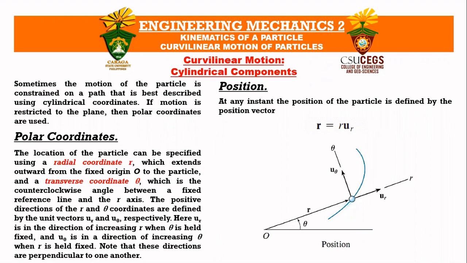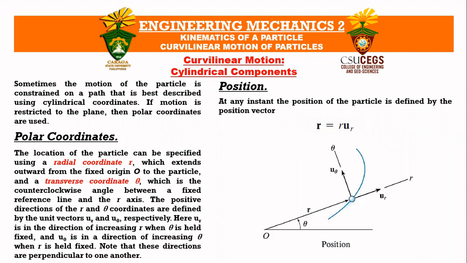So the difference from what we discussed last time about normal and tangential components: for the normal and tangential components, if the path is given, it's better that you solve a problem by describing it using normal and tangential components. But if it is constrained on a path that is actually best described using cylindrical coordinates. If motion is restricted to the plane, then polar coordinates are used.